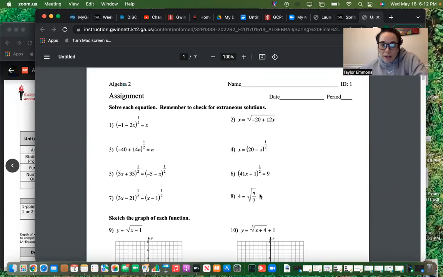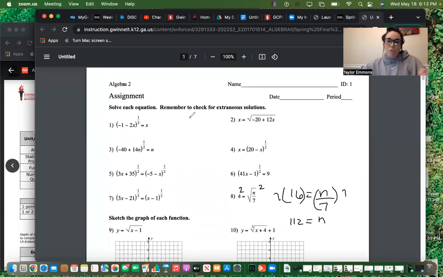Okay, so on number 8, we're trying to solve for n. Well, we need to get rid of that square root because it's kind of like it's wearing a hat. We got to get rid of it. So the only way to get rid of it is to square both sides. And when we square both sides, we're going to get 16 equals n divided by 7. Okay. So now in order to get n by itself, we're going to multiply 16 times 7. And that's going to give us n equals 112. We multiplied by 7 on both sides. So n equals 112.